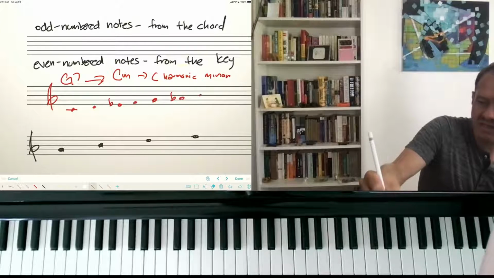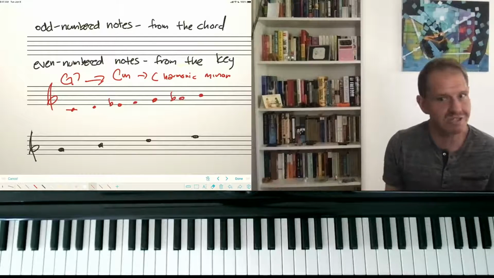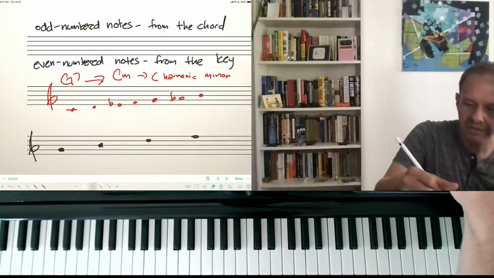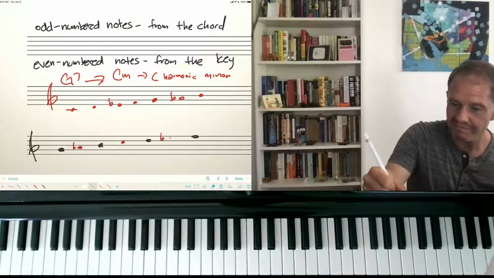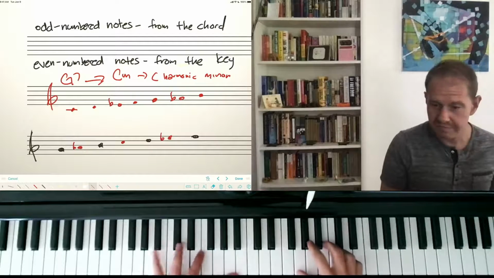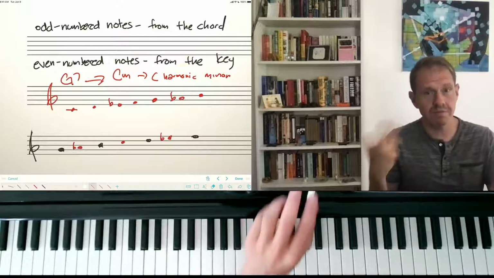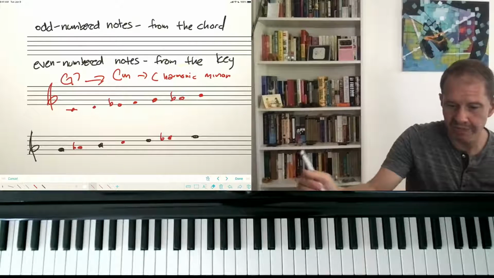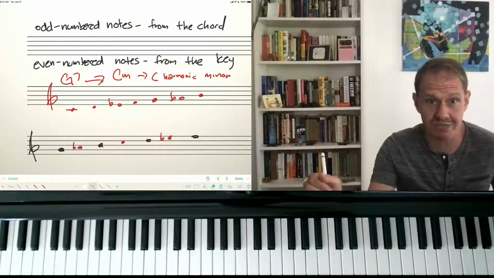And why are we doing this? Because C minor is the key center now, right? This G7, it doesn't have its own key center. It's always resolving somewhere, okay? So we get A flat, C, and E flat. That's taken from C minor, right? Or you could just think of the key signature of C minor. That's going to get you the exact same result here.